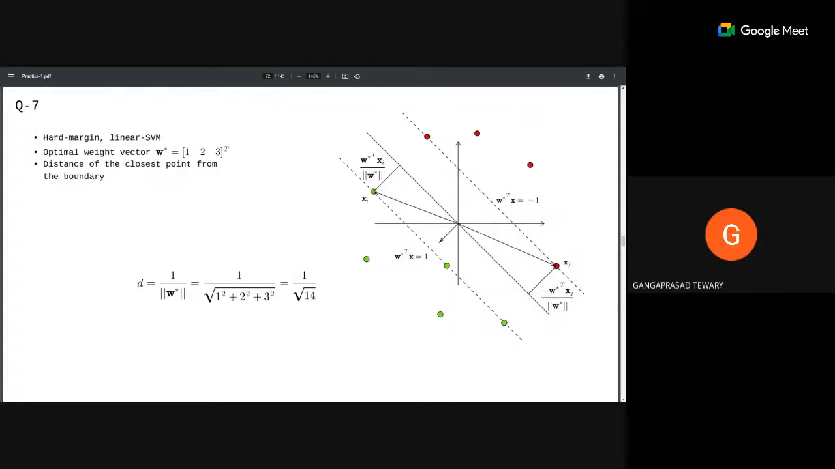Yes, that is right. Also, can we say like this? This is width by 2 also, it's equal, right? We can calculate in that way also. We get again 1 by the norm W, right? Yeah. The D is width by 2. Okay, can we move on to the next question?